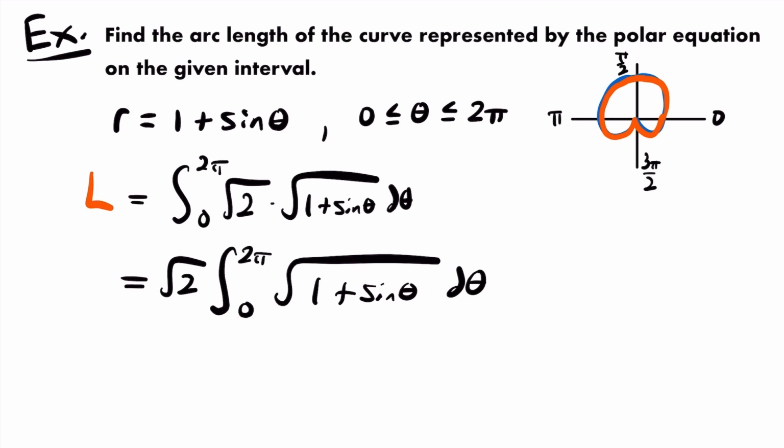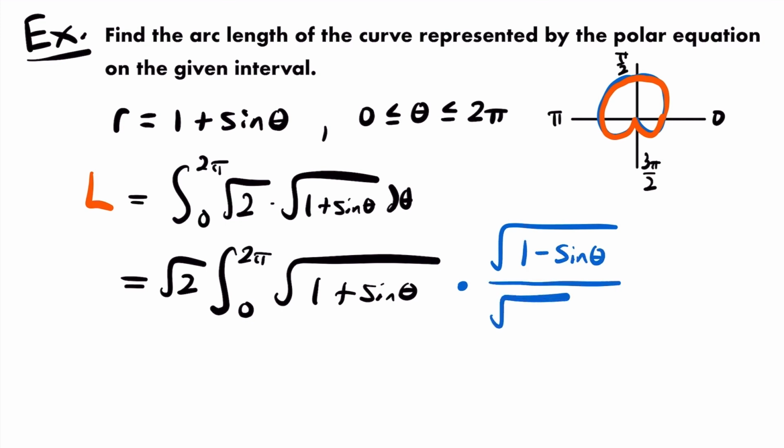And so at this point, what I would recommend that you do is multiply by some form of 1 that will allow us to rewrite this integral in some convenient way. And so here's what I'm going to propose. Let's try multiplying this integral by a form of 1 of the square root of 1 minus sine theta divided by itself. All right? And then don't forget d theta. By doing this, we're going to have 1 plus sine theta times 1 minus sine theta underneath a square root, and 1 plus sine theta times 1 minus sine theta will be the factorization of a difference of squares. And so let me show you what I mean.